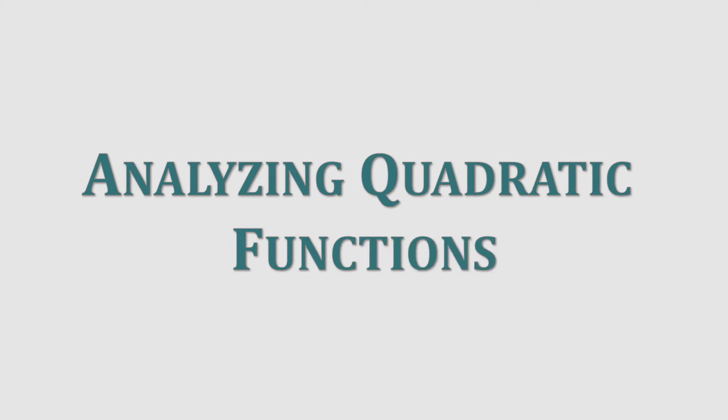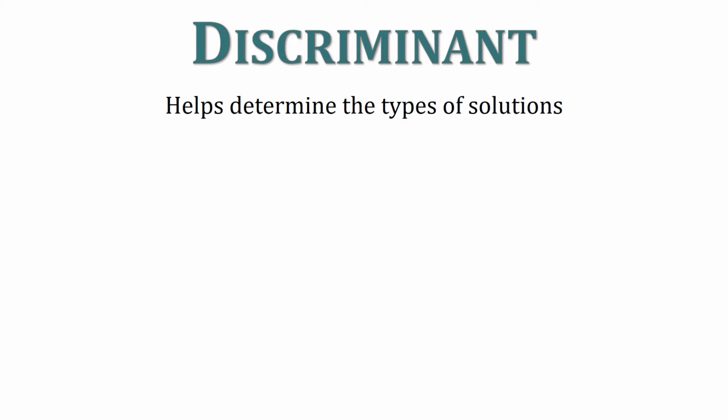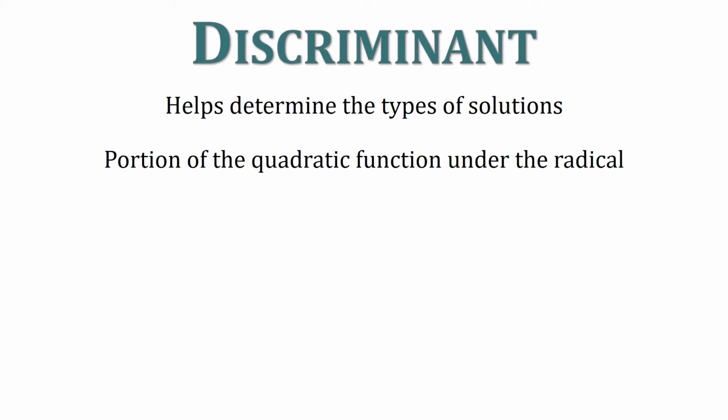Hello, in this video we are going to learn how to analyze quadratic functions. To do this we are going to use what is called the discriminant. The discriminant helps us determine the types of solutions of the function, meaning do we have two real solutions, one real solution, or two imaginary solutions? To achieve this, we're going to use the portion of the quadratic formula, not function, underneath the radical.